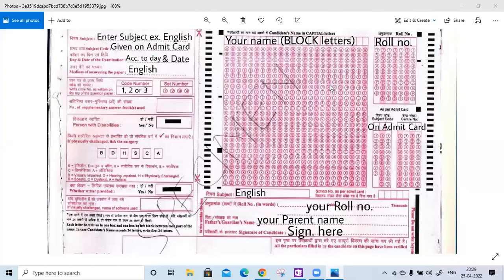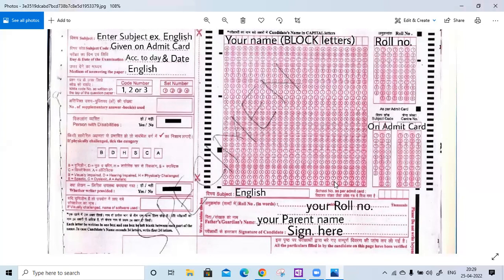Okay, so welcome to the class. We are going to just observe how to write the answer sheet's first page, which is given over there. Look at this block first. Can you see here? Okay, look at this block first.